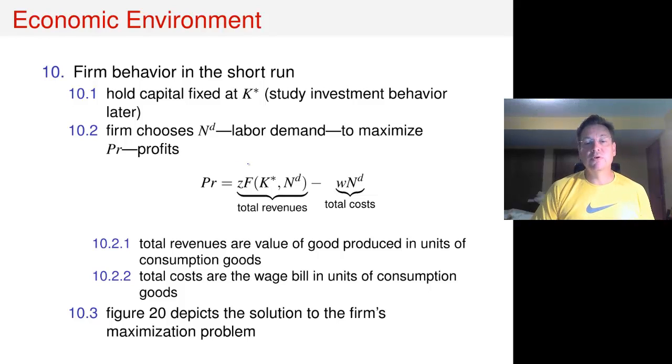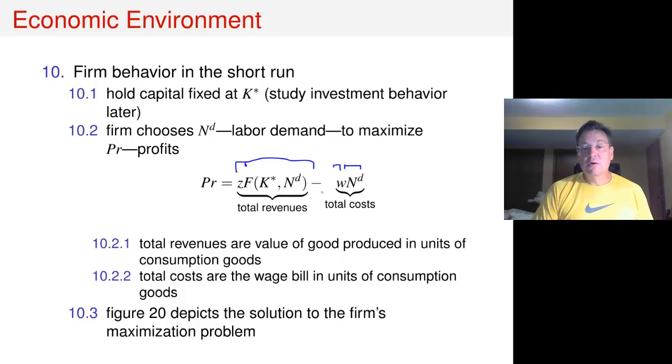And what is their total revenue? Well, they produce this quantity of goods. And remember, they're producing consumption goods, so we're already in units of the numerator. And then how much does it cost them to produce that quantity of goods? Well, the wage times the number of hours of labor that they hire. So this is the definition of profits.